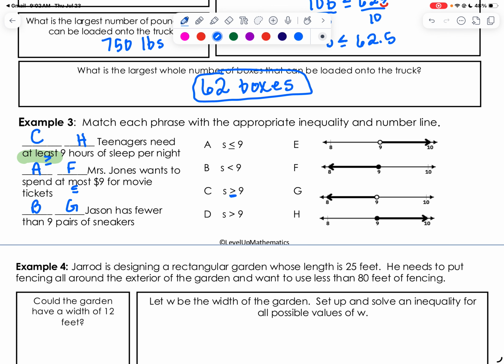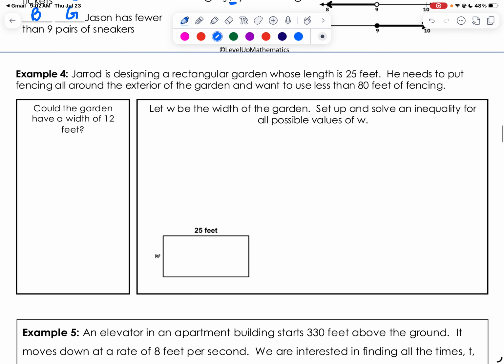All right, example 4. Jared is designing a rectangular garden whose length is 25 feet. He needs to put fencing all around the exterior of the garden and wants to use less than 80 feet of fencing. Could the garden have a width of 12 feet? Well, we know from the problem that our length is 25, so that means these two sides are 25. What they want to know in this question is could this width be 12?